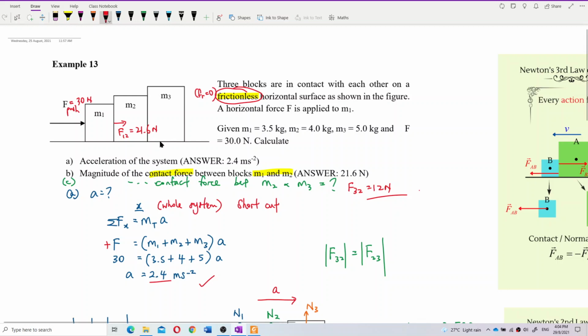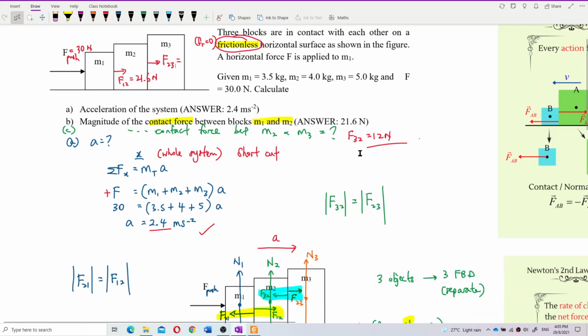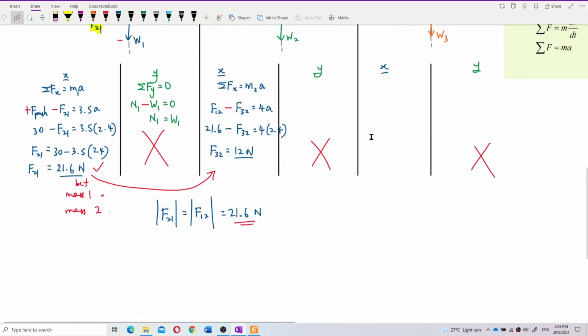And then how about mass 2 pushing mass 3? Mass 2 pushing mass 3, this is F23. Just now this is F12. F12 means mass 1 pushes mass 2. F23 means mass 2 pushes mass 3. We got 12 Newton.